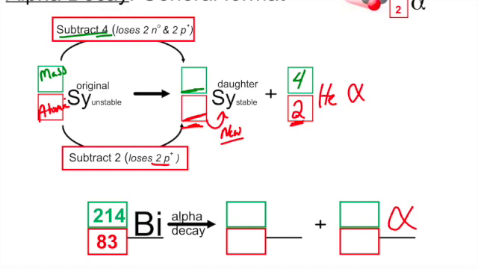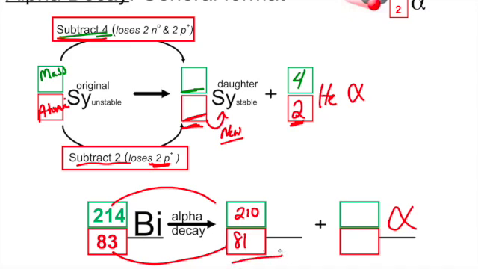So now that you know it's alpha, you're going to run the same mathematical process that we talked about up here. Subtract 4. 214 goes down to 210. The bottom, always subtract 2. It always loses 2 protons. 83 now becomes 81. So our new, more stable atom has 81 protons. So look on the periodic table. What element has 81? It's not bismuth. It's thallium. TL, thallium. So we have a new element here.